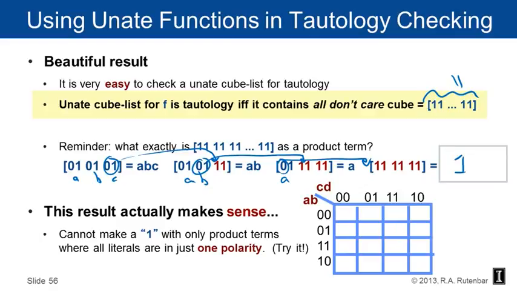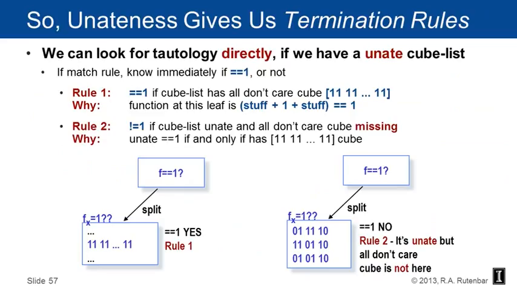And this result actually makes sense. The only way that you can make a 1 with product terms where all the literals are in exactly one polarity is if every one in the Carnot map is on. There's no other way, because if you actually try to circle terms in the Carnot map and have every single product term appear with its literals in exactly one polarity, there will always be one square in the Carnot map that you can't find. Try it. It's a good little exercise. Try it. Convince yourself. So we can look for tautology directly if we have a unate cube list.